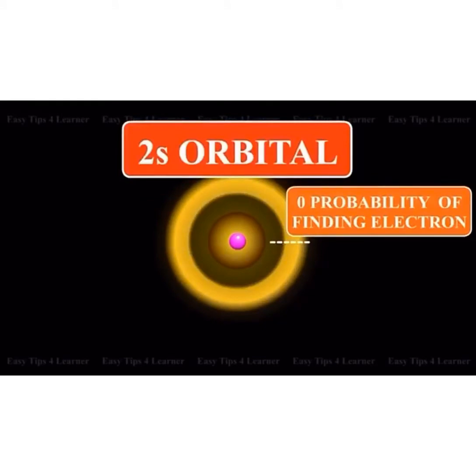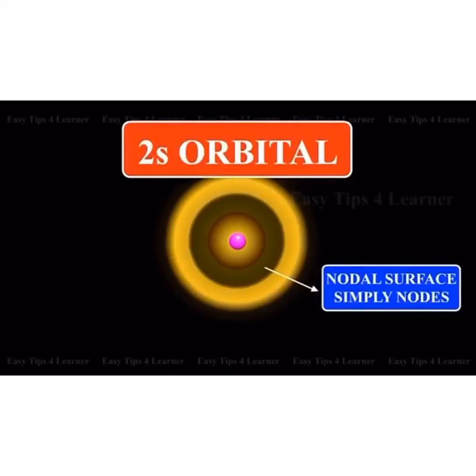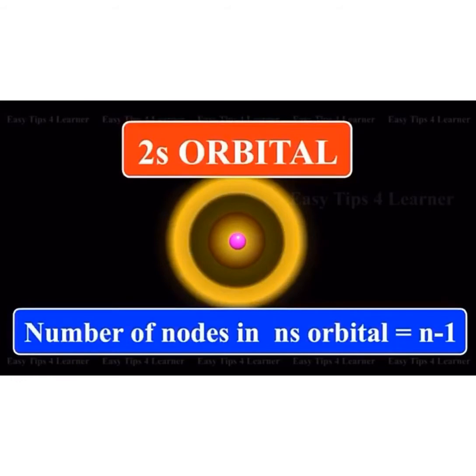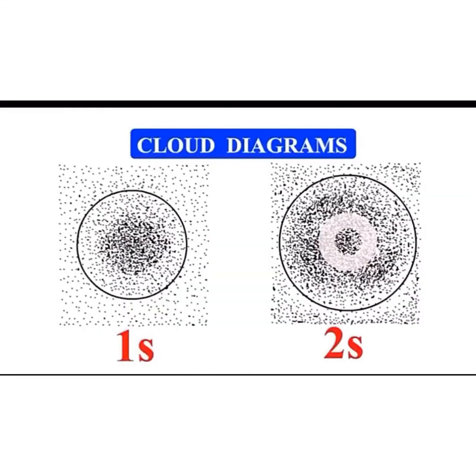nucleus, increases further. The region around the nucleus where the probability density function reduces to 0 is called a nodal surface, or simply a node. This is the area where there is zero probability of finding electrons. In general, for an ns orbital, n-1 nodes are present. The number of nodes increases with the increase in principal quantum number n. For example, the 2s orbital has one node and the 3s orbital has two nodes.